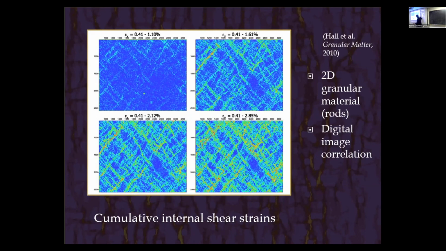And this is a difference between an image taken at 0.4 and 1.6% strain. And this one goes out to 2.85% strain. Again, these are just differences between the two strain steps. And so the fact that granular materials shear localize is well established.